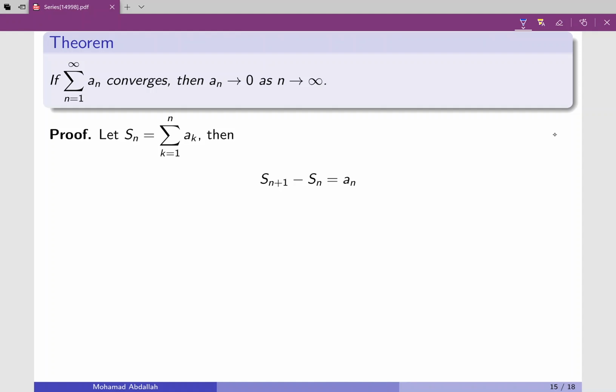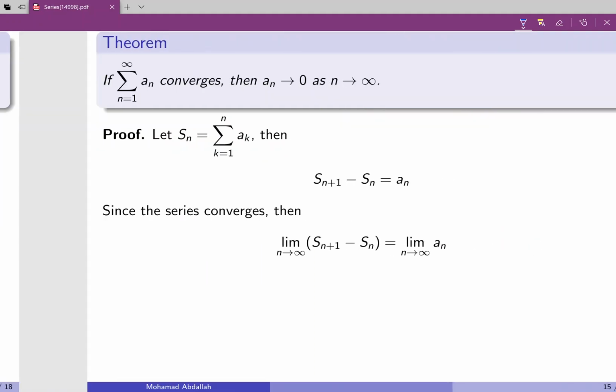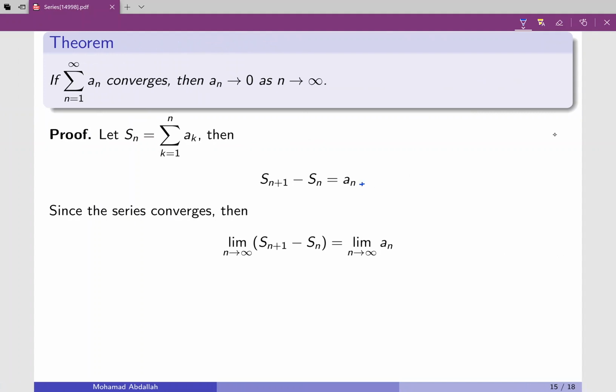First, we consider the nth partial sum, S_n. If you look at S_{n+1}, that's going to be the sum from k equals 1 to n plus 1 of a_k. If you take the difference, S_{n+1} minus S_n, you're actually going to get a_{n+1}, not a_n. Then what happens is we take the limit when n goes to infinity of S_{n+1} minus S_n.